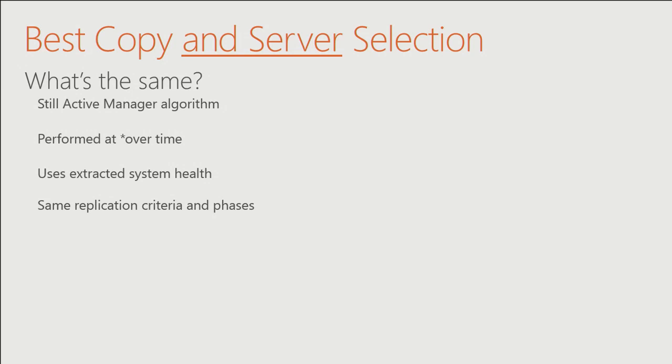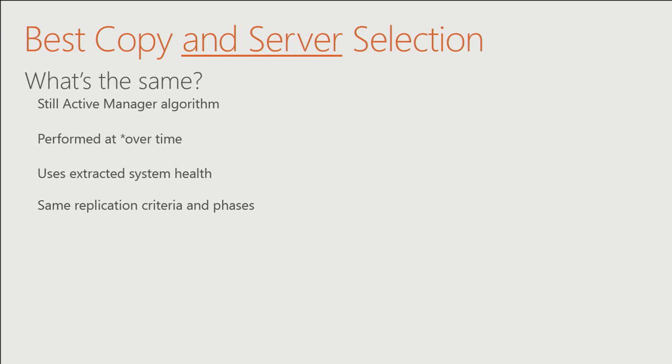The best copy selection is still an active manager-based algorithm. It's still running at the time you run the failover or the switchover. It's still going out at that time and collecting the health of the environment. It's collecting the protocol health now. It's also collecting copy queues, database copy health, all of that information, pulling it back to the PAM and running on the PAM to decide which copy to pick.